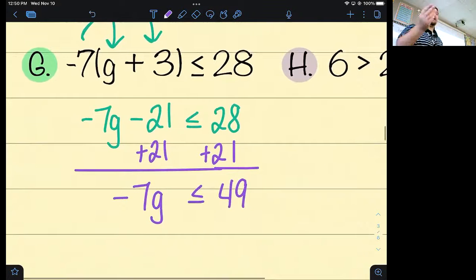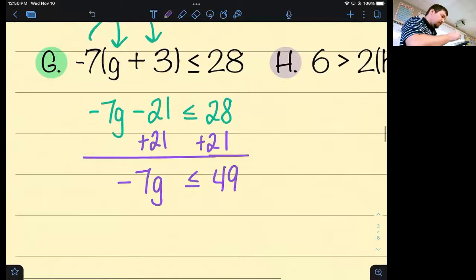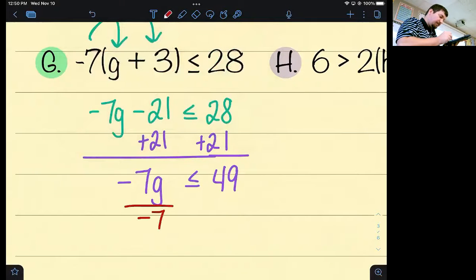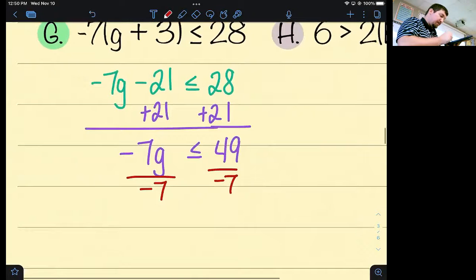Because we distributed the -7, it made our variable term negative. So I told you this is one we're going to have to flip on. Why do we have to flip? Because right here, our next step is to divide by a negative. So when you divide by this -7 on both sides, you're going to have to flip the sign.